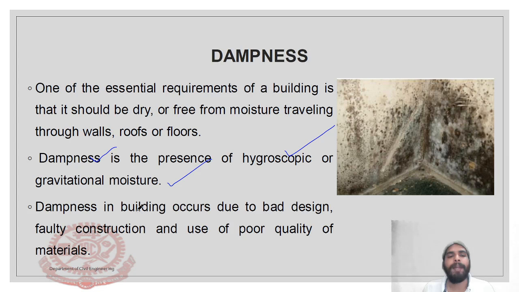So dampness in a building occurs due to bad design, faulty construction, and use of poor quality material. If you are using very poor quality material, the chance of dampness may be high. We can see this in our houses. Bad design is one of the prime causes. Then comes faulty construction. Then the poor quality of the material is also a parameter, right?